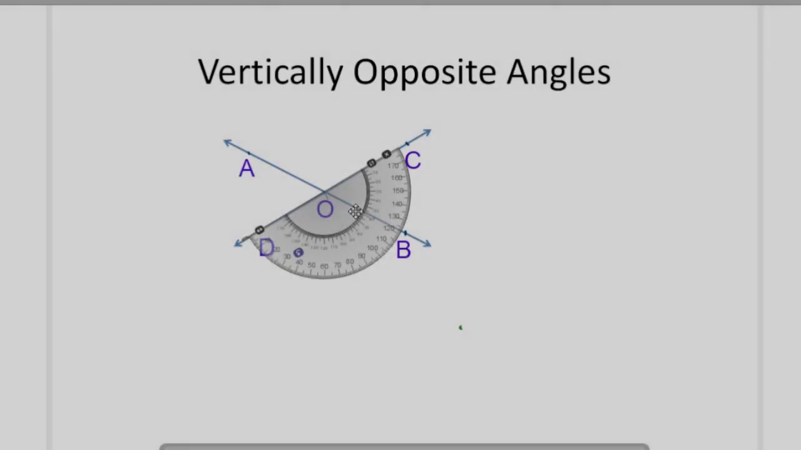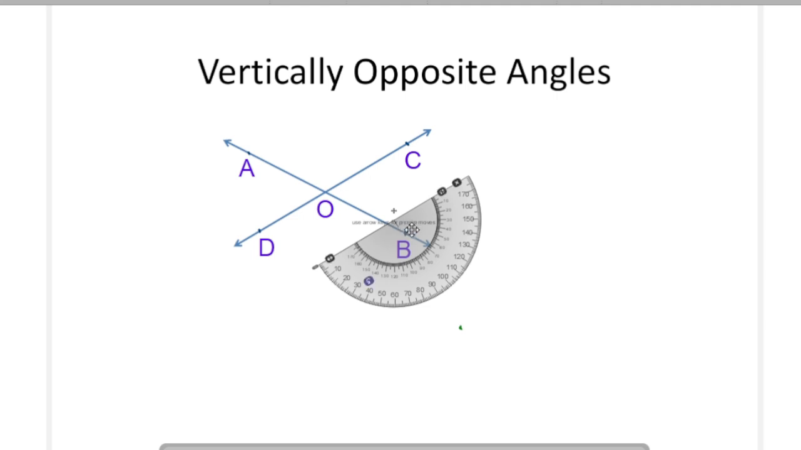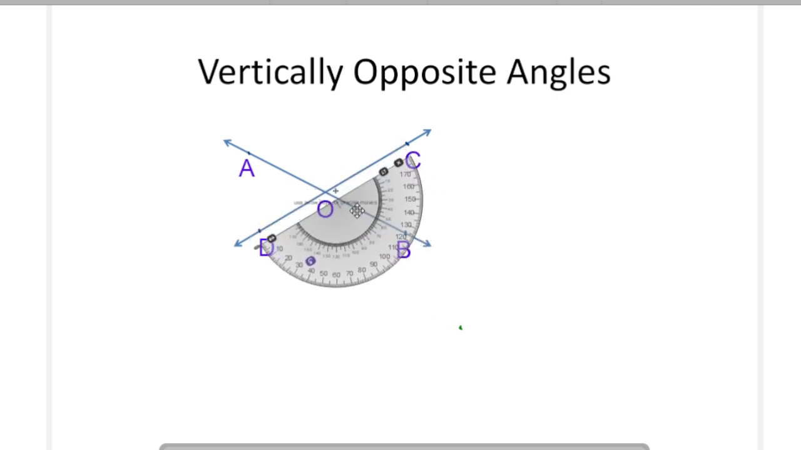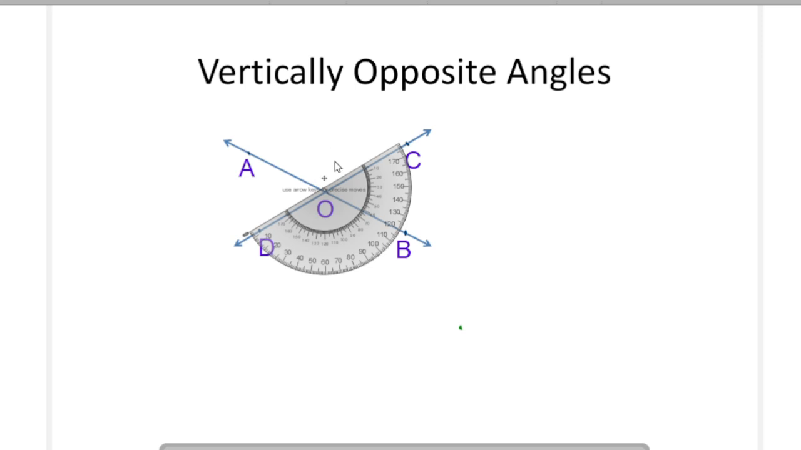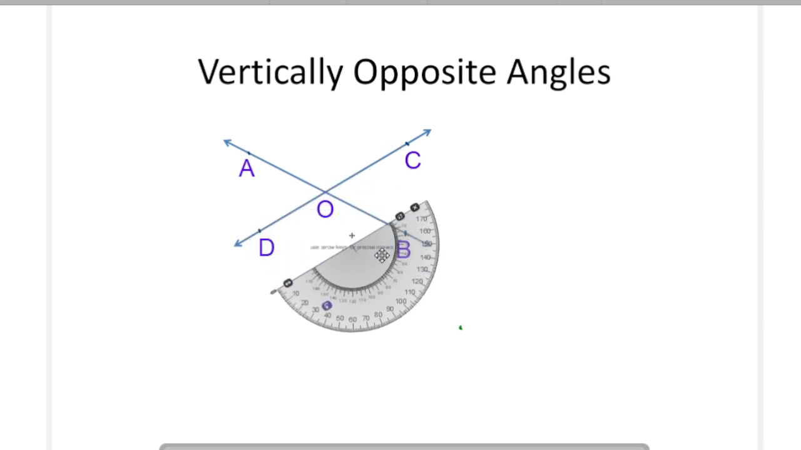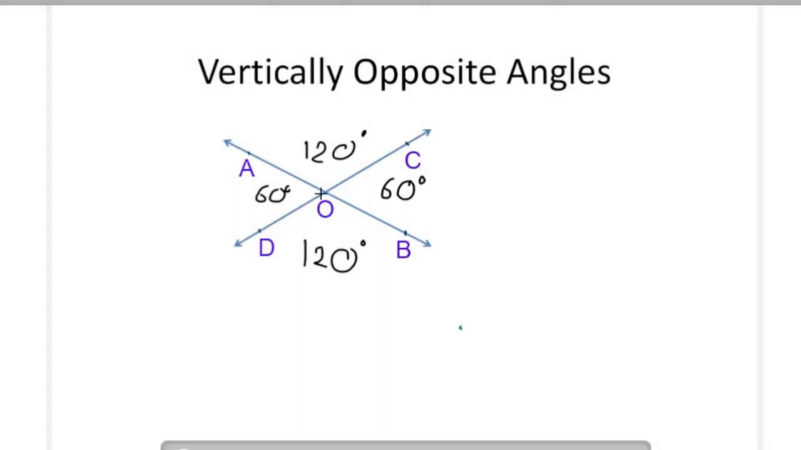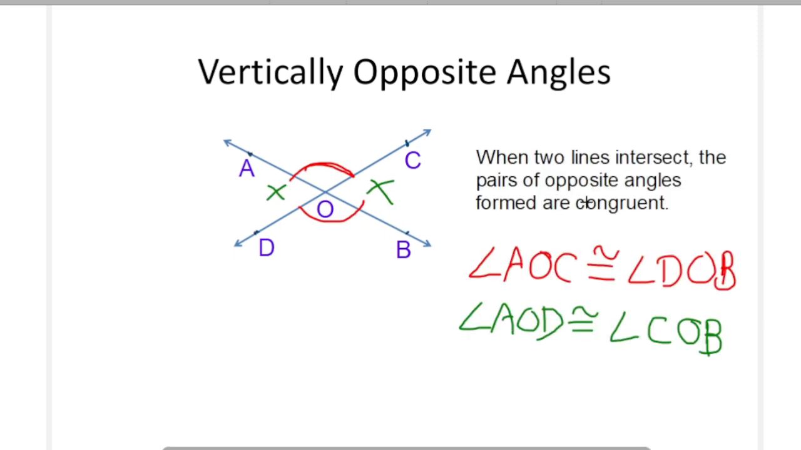If you want, you can draw these angles in your notebook and measure them with the protractor. Now I will write the measures directly here. I have already measured the angles, so I will write them directly. So you can see the vertically opposite angles are congruent, that is, they have equal measures. Angle AOC is equal to angle BOD and angle AOD is equal to angle COB. The pairs of vertically opposite angles are congruent.